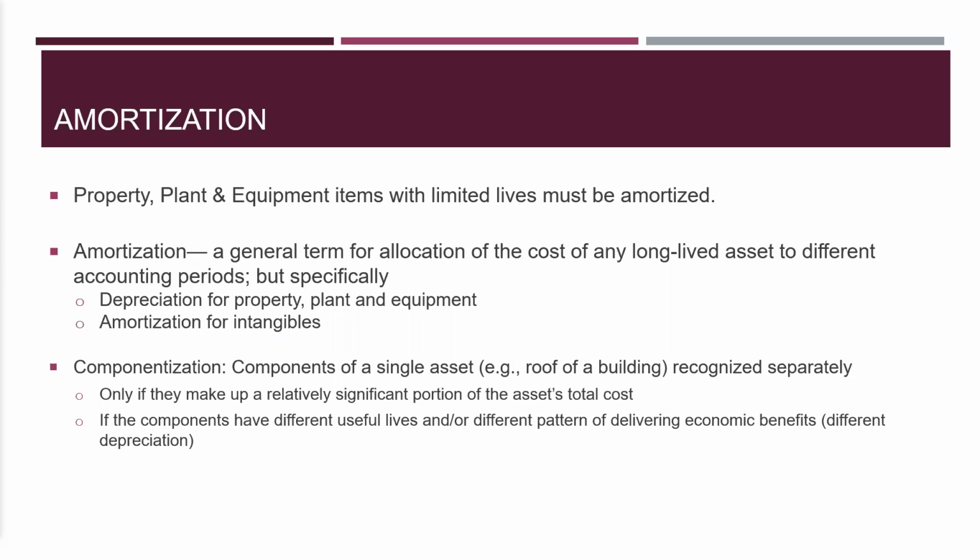Now, componentization. When you have a single asset, we try to recognize it as different components as much as possible. For example, the roof of your building is going to have a different useful life in comparison to the building. That is why it becomes a different component. So we try to keep these assets in as many separate components as possible. But again, we don't want to overdo that, because too many components can become confusing as well.